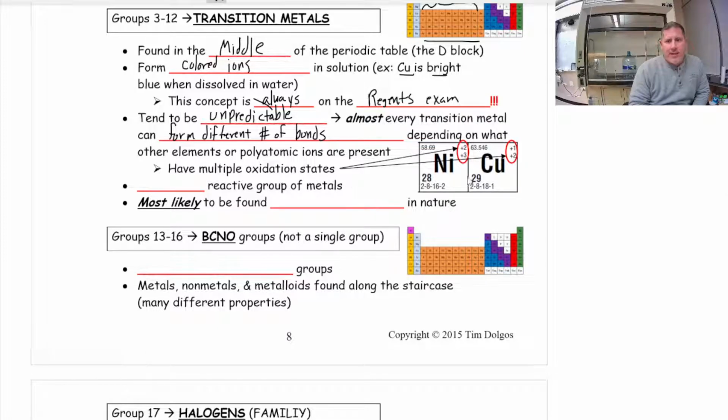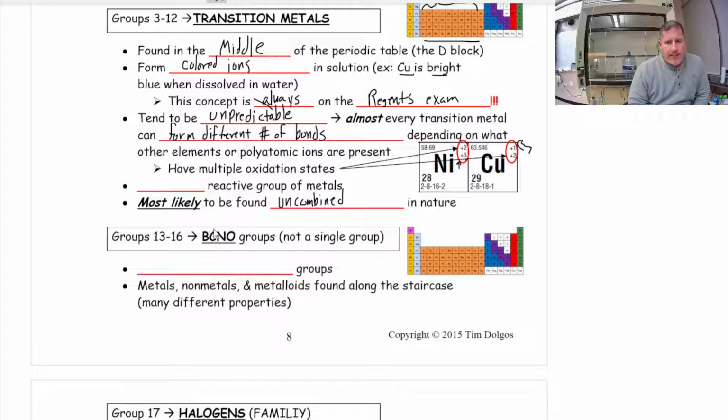They have multiple oxidation states. So you look at nickel. It can have 2 bonds or 3 bonds. It can form a positive 2 ion or a positive 3 ion. Copper can have a positive 1 or 2 ion. They're most likely found uncombined in nature. That means you can actually dig through the ground. That's hence Minecraft's main principle. Digging through the ground, you can find these metals in their raw form, like iron.